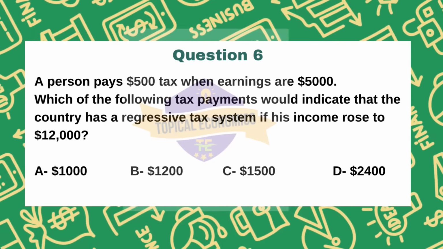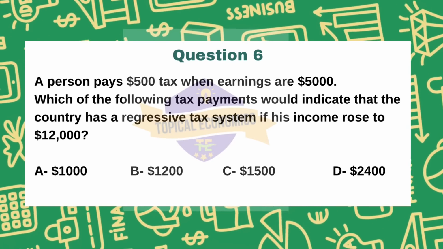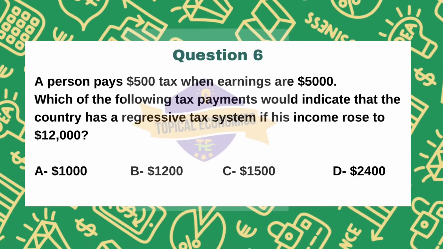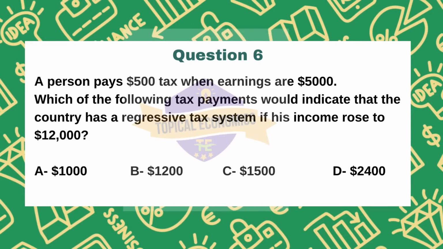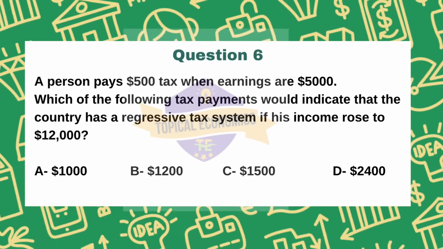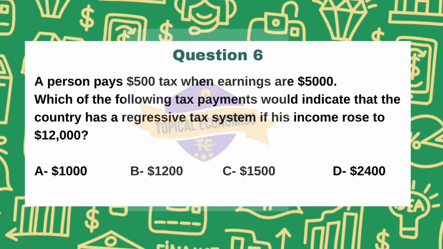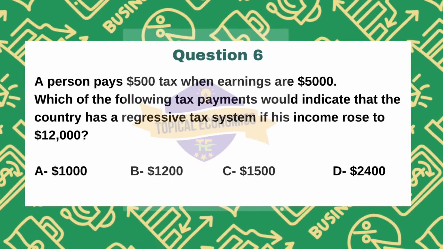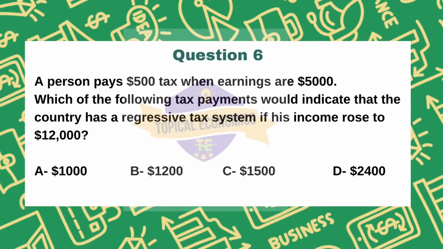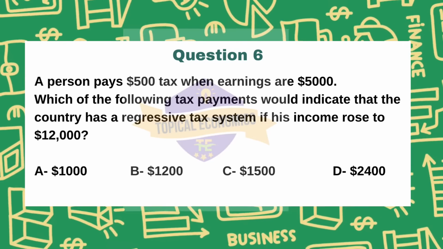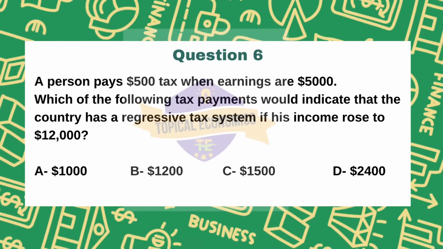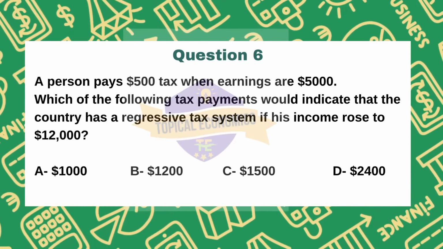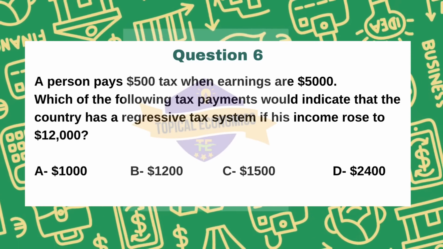The correct answer for this question is option A. $1,000. A regressive tax system is one where the tax rate decreases as the income of the taxpayer increases, meaning higher income earners pay a lower percentage of their income in taxes compared to lower income earners. In the initial scenario, the person pays $500 on $5,000 income, which is a tax rate of 10%, $500 divided by $5,000. For each of the options, we will calculate the tax rates if the income rises to $12,000.